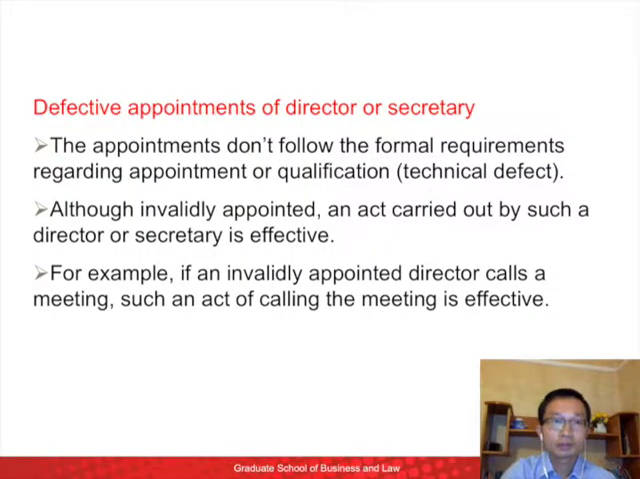For the effective appointment of directors or secretary, the Constitution, the replaceable rules, or the Corporations Act have some requirements concerning the appointment and disqualifications of directors and a secretary. If there is a technical defect in their appointment, then the appointment of the director or secretary is invalid. However, if the director or secretary has acted, then such an act is effective. For example, if the appointment of a director is defective, but the director has called a meeting, then the act of calling the meeting is still effective.